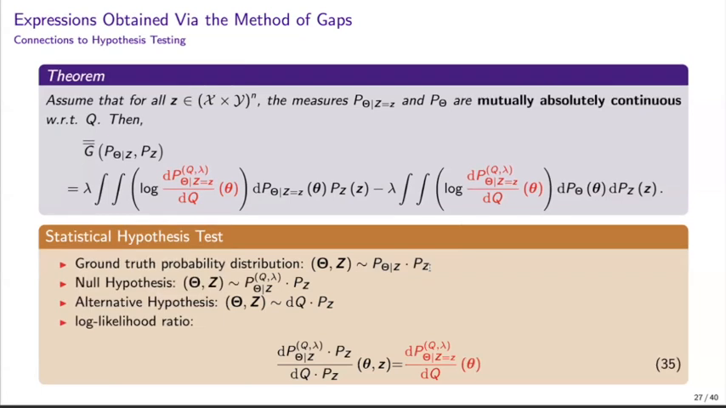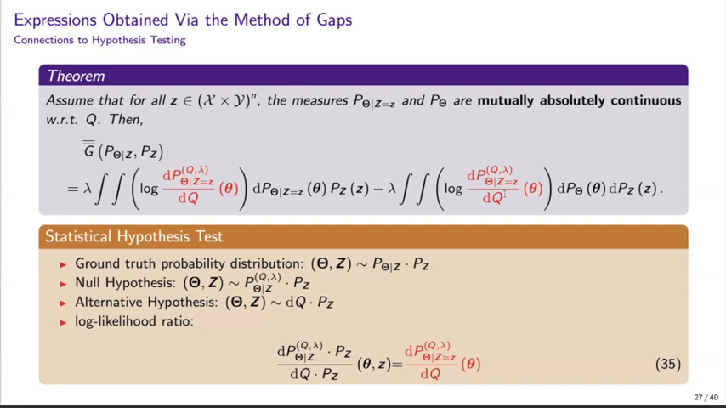We can create a hypothesis test to ask whether an observation of a pair theta z comes from the product of the Gibbs algorithm times PZ, so the ground truth of the data, or models and data sets are independent following Q times PZ. In that case, we are going to build the log likelihood ratio of that hypothesis test problem, and we will end up realizing that that log likelihood ratio is exactly what we have in red in the first expression.